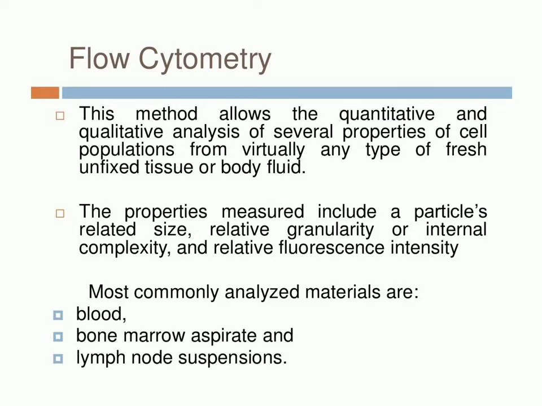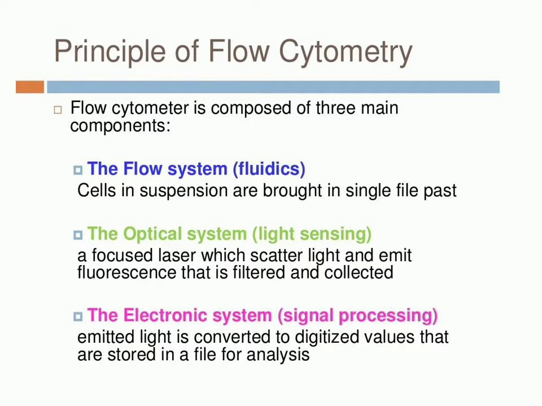What is the principle of flow cytometry? A flow cytometer is composed of three main components: the flow system, fluidics; the optical system, light sensing; and the electronic system, signal processing. In the flow system, cells in suspension are brought in single file. In the optical system, a focused laser scatters light and emits fluorescence that is filtered and collected. In the electronic system, emitted light is converted to digitized values that are stored in a file for analysis.